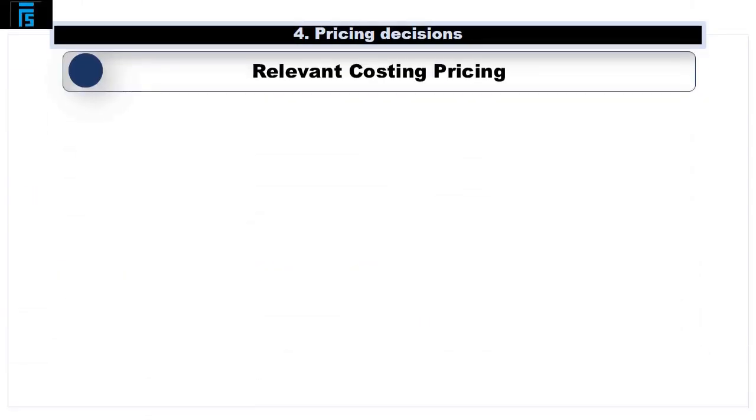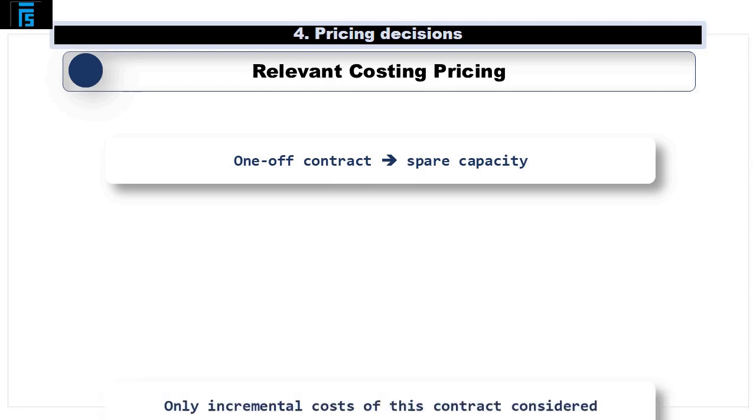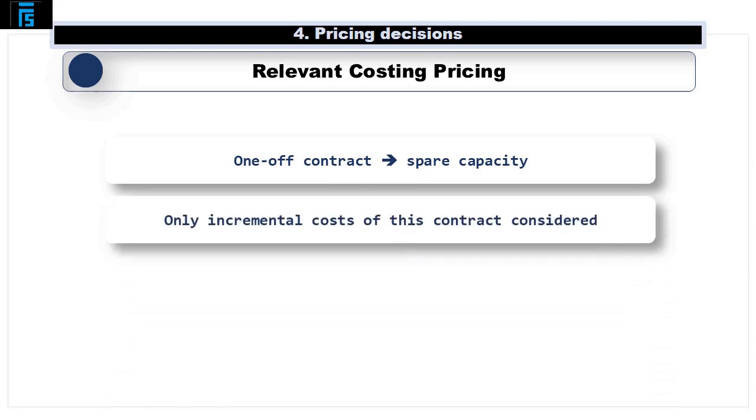Finally, selling prices can be based on relevant costs, so we call this relevant cost pricing. This is often used when pricing up a one-off contract and when there is spare capacity within the business. The spare capacity indicates that fixed costs have already been covered by other products or contracts, and therefore only the incremental costs of this contract need to be considered when pricing it for the customer. The relevant cost of the contract is determined, and then a selling price is calculated based on this.